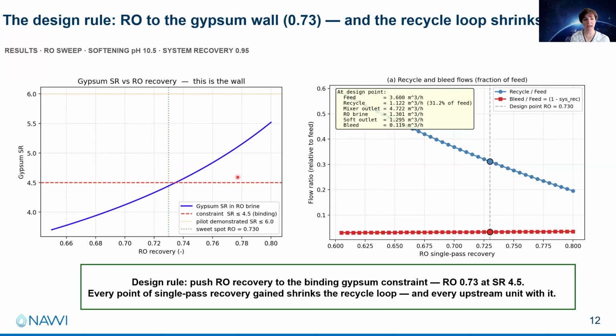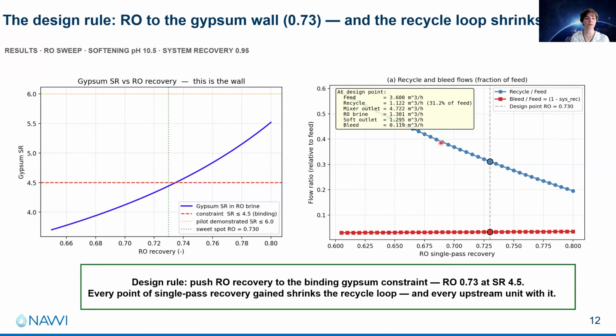When you operate at this level and push your RO recovery, while keeping the overall system recovery at 95%, you can reduce your recycle flow rate significantly. This means you can reduce your system size significantly. This is all the beauty of this analysis: from chemistry to system size, exactly quantifying the sweet spot of your operation.